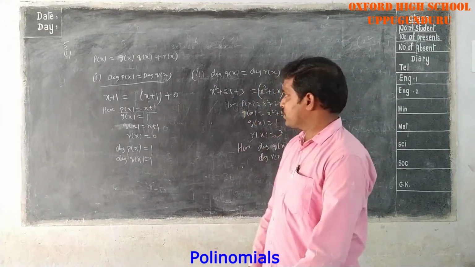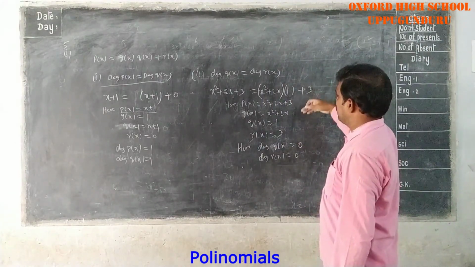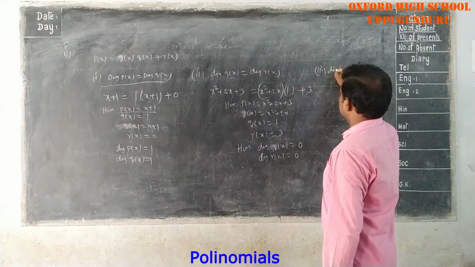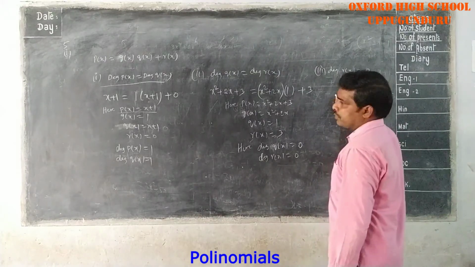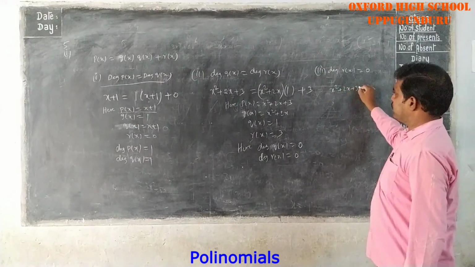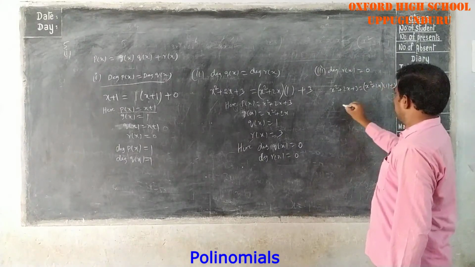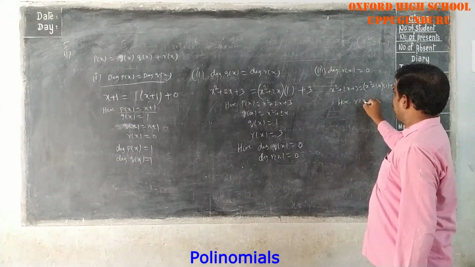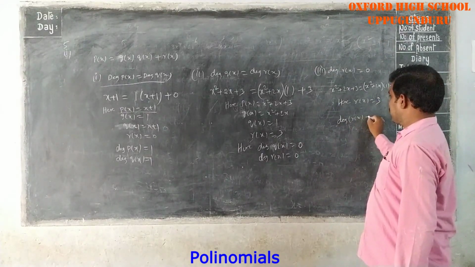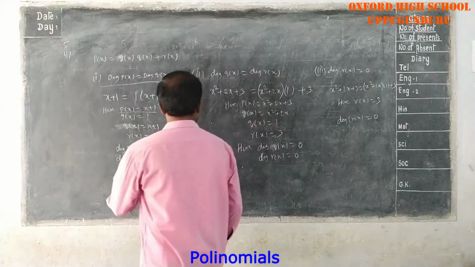Next, degree of r of x equal to 0. Here r of x is 3, so degree of r of x equal to 0. Same example you can write: x square plus 2x plus 3 equal to x square plus 2x into 1 plus 3. Here r of x equal to 3, degree of r of x equal to 0. So in this way you can write different examples.